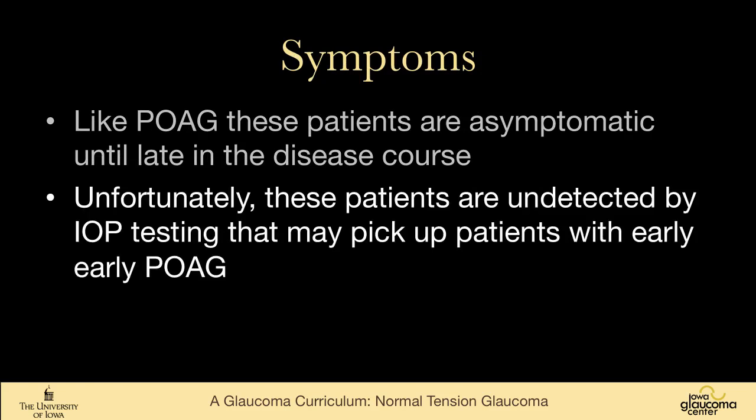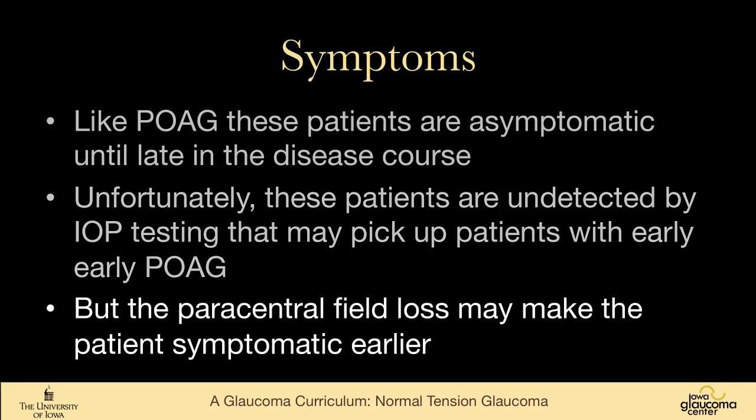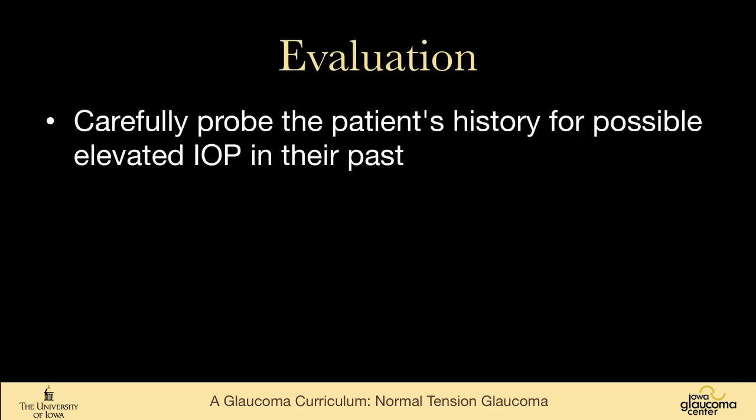Unfortunately, they're not detected by intraocular pressure testing. Someone might be diagnosed with higher pressure glaucoma because they go to get glasses and their intraocular pressure is 35. So it makes it a little bit easier to miss people who have normal tension glaucoma. They often, though, have visual field loss closer to fixation, and that may make them symptomatic earlier. We'd really obviously like to catch them before they're symptomatic.